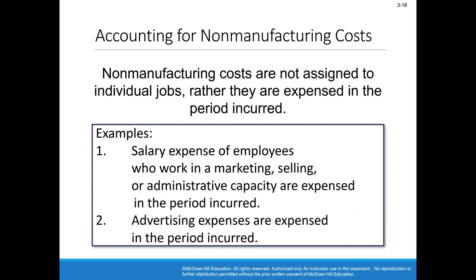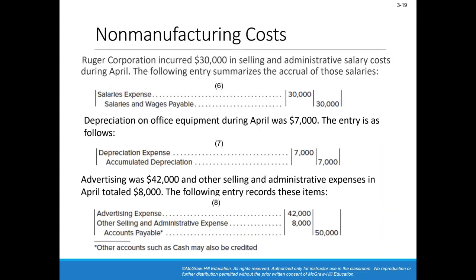Then we have non-manufacturing costs. They're not assigned to the individual job, rather they're expensed in the period incurred. So we have salary expense of employees who work in marketing, selling, or administrative capacity. And then we have the advertising expenses that are expensed during that period incurred. So let's look at those. So we incur 30,000 in selling and admin salary cost during April.